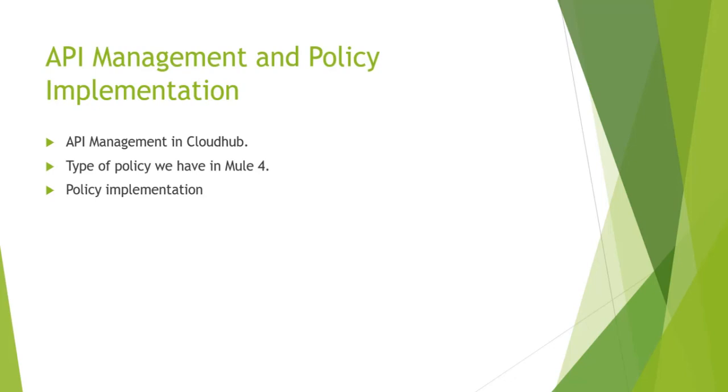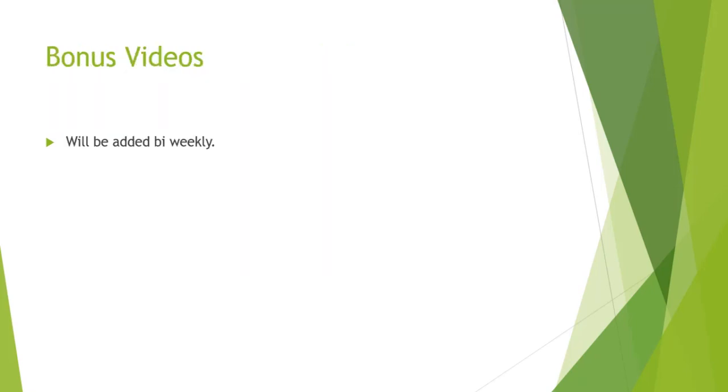Then we have API management and policy implementation. In this section, we'll try to understand the API management cloud and how we can manage APIs. We'll see the types of policies we have in Mule 4, and also how we can implement the policies in Mule 4. And bi-weekly, I will try to add bonus lectures so that whatever is new on Mule, we'll add those lectures as bonus videos.